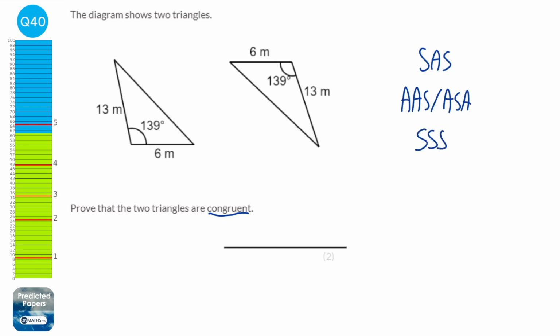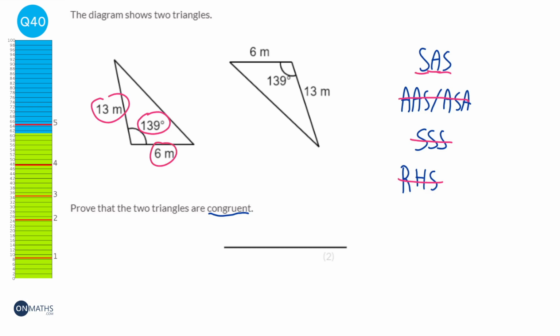Side, side, side are the same, or they have the same right angle, hypotenuse, and side. This question doesn't have a right angle, so we can cross that out. It has two lengths, so two sides, but not three, so we can cross that one out. It only has one angle, so we can cross this one out. So we're looking to see whether it has the same side, then angle, then side. Here we've got 13 as a side, then 139 as an angle, then 6 as a side. 13 as a side, 139 as an angle, and then 6 as a side. So they have the side, angle, side.